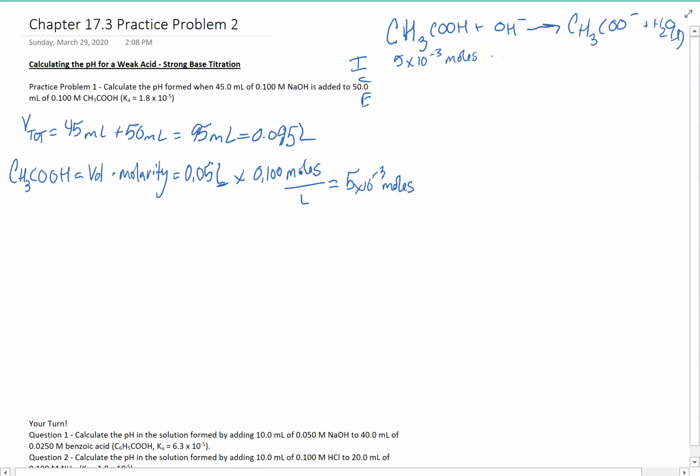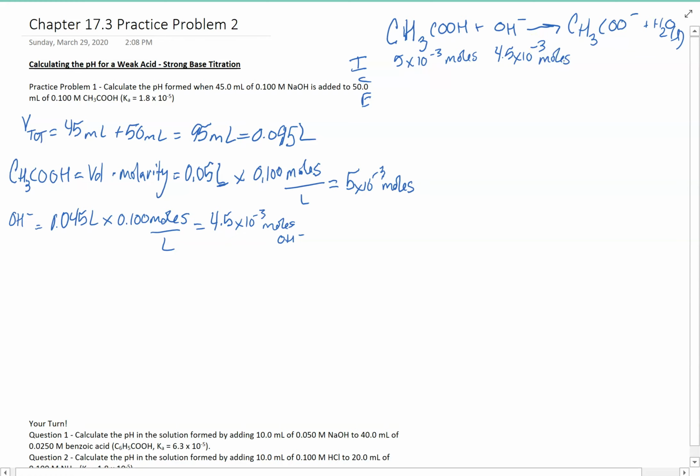Then we were told we started with 45 milliliters, so we're going to do the same thing for the base. I'm going to get that value. Sorry if I'm not talking while I'm calculating, I apologize.